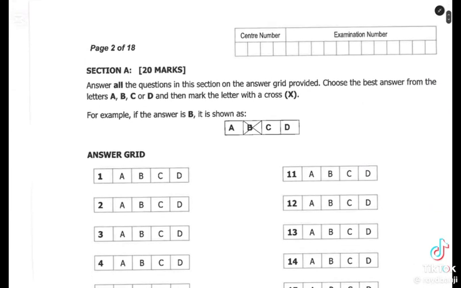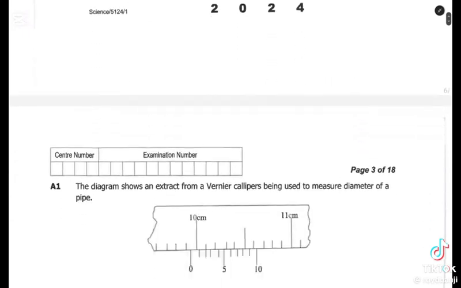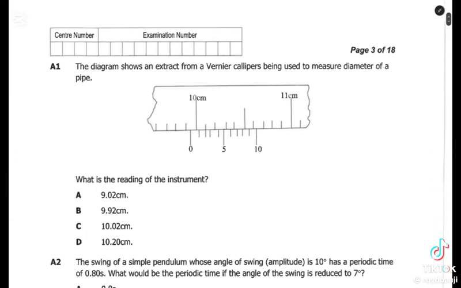The multiple choice, or first section, is 20 marks, and you need to choose the answers. The first question was this one. The diagram shows an extract from a vernier calipers being used to measure the diameter of a pipe. What is the reading of the instrument?